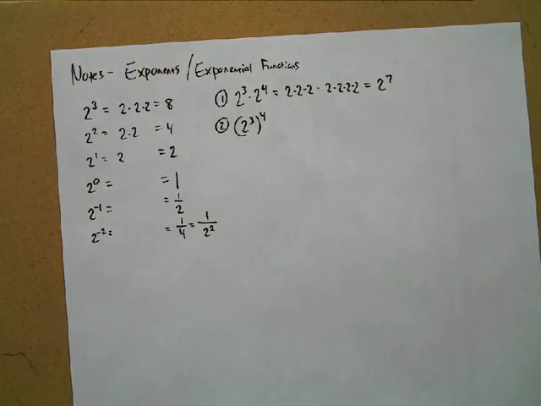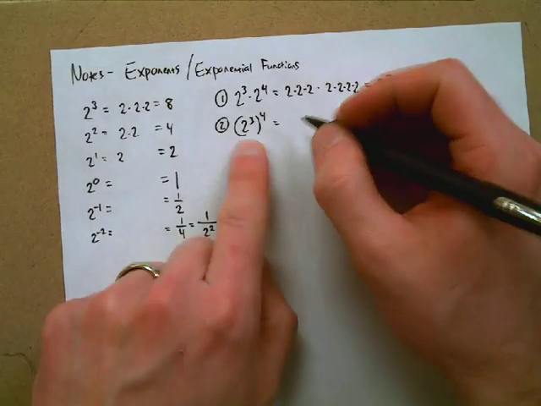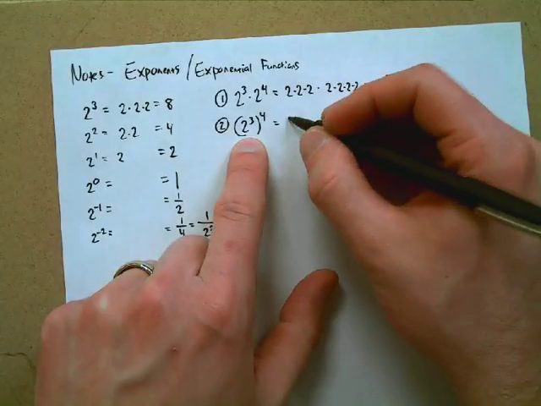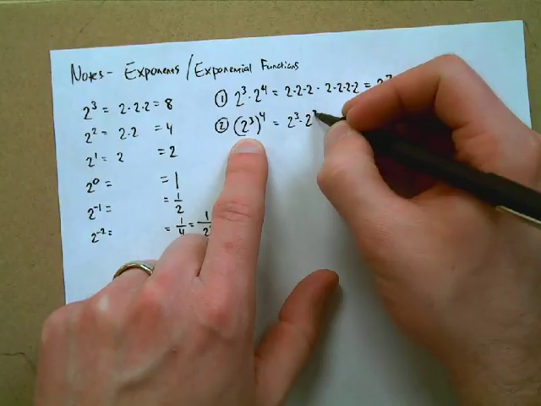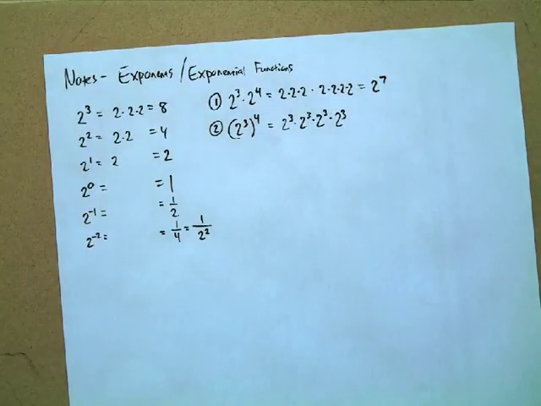Okay. So what do we do here? Well, now, again, we can use James's little definition there. 2 to the third times 2 to the third times 2 to the third times 2 to the third, right? 2 to the third to the fourth means 2 to the third 4 times.